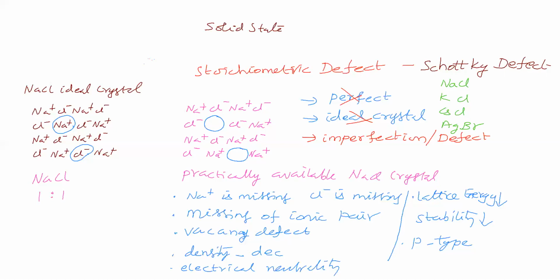Next type of defect we will see now. First, we will take an ideal crystal. The ideal crystal we are taking is silver chloride. In silver chloride, ions are present. What are the ions? Ag plus and Cl minus ions.